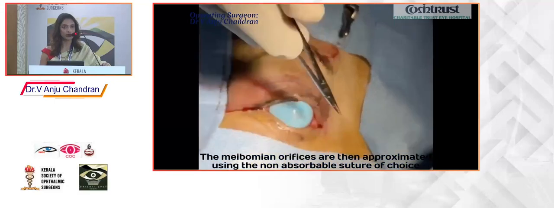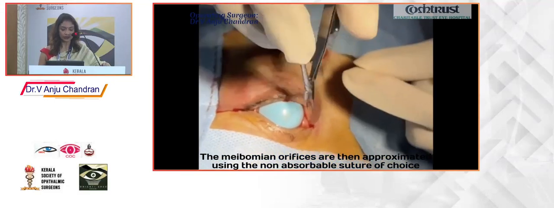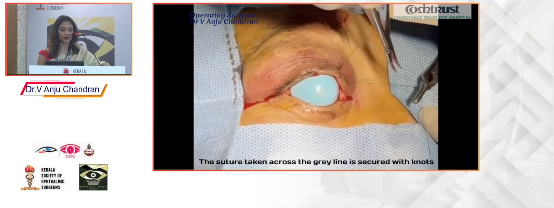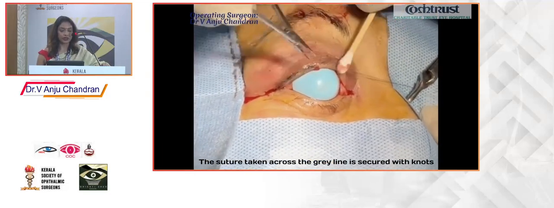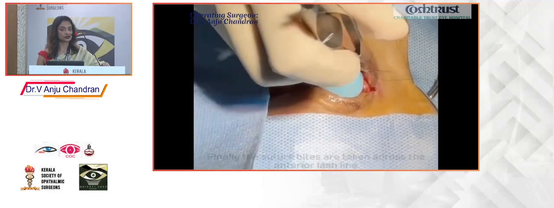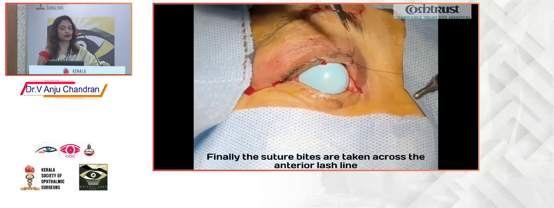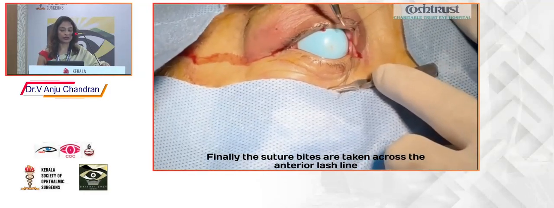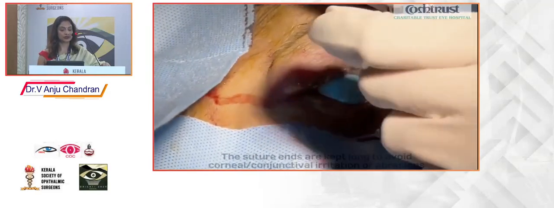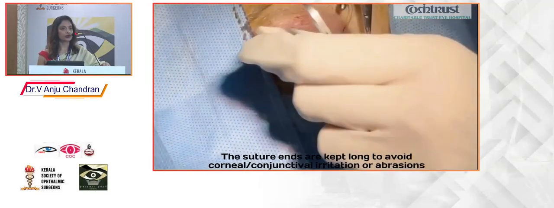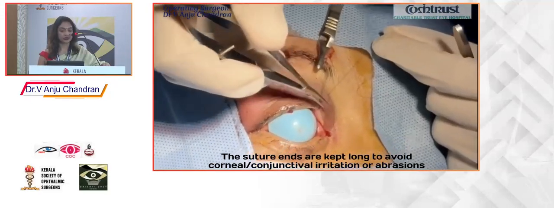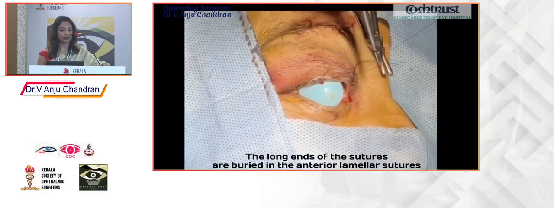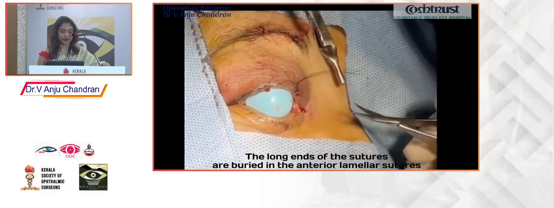Now I begin by putting the surgeon's knot, which is 3-1-1, starting at the meibomian orifices. Then I will go on to the gray line and then the anterior lash line. One should take care to keep the ends of the suture long so that you do not have them rubbing onto the cornea. With the help of a bulldog clamp, you can keep all these three long sutures clamped together. And when you start putting your anterior lamellar sutures or the skin sutures with direct interrupted sutures, you can bury them within the knots of these sutures.